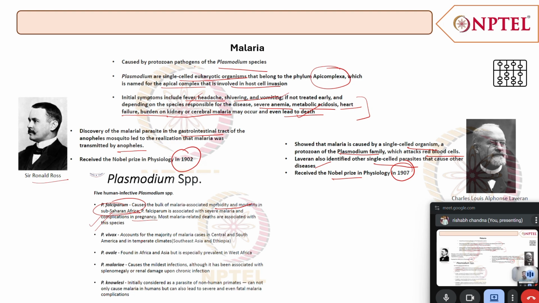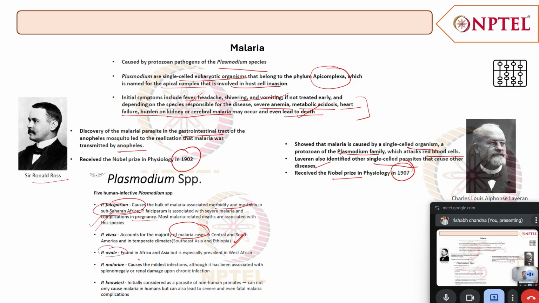Then we have Plasmodium vivax. It accounts for the majority of malaria cases in Central and South America and in temperate climates, that is Southeast Asia and Ethiopia. So vivax causes malaria cases in Central and South America and in some temperate climates like Southeast Asia and Ethiopia. Then we have Plasmodium ovale.